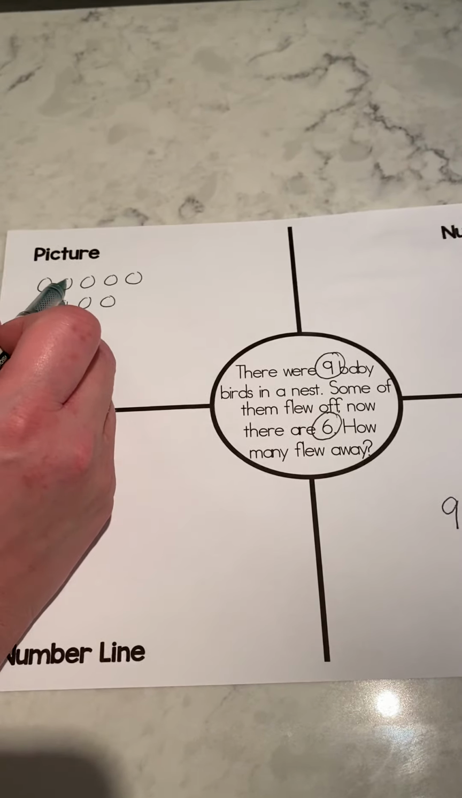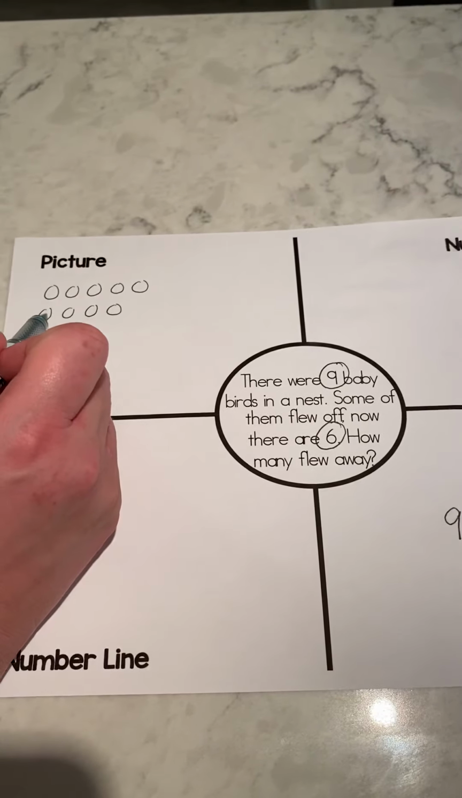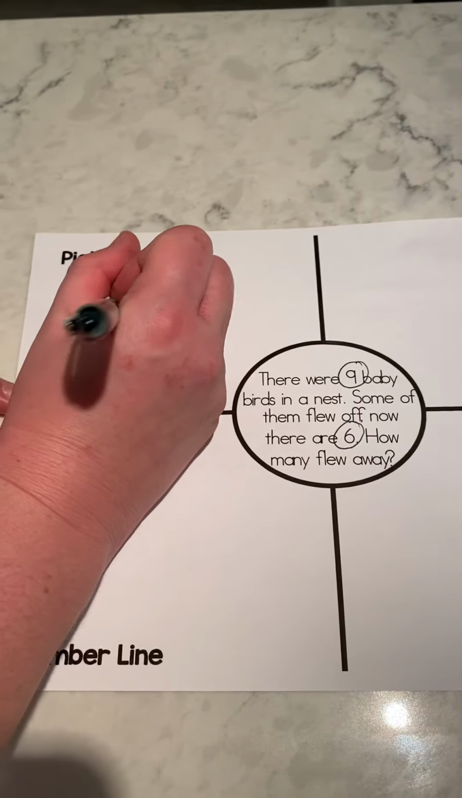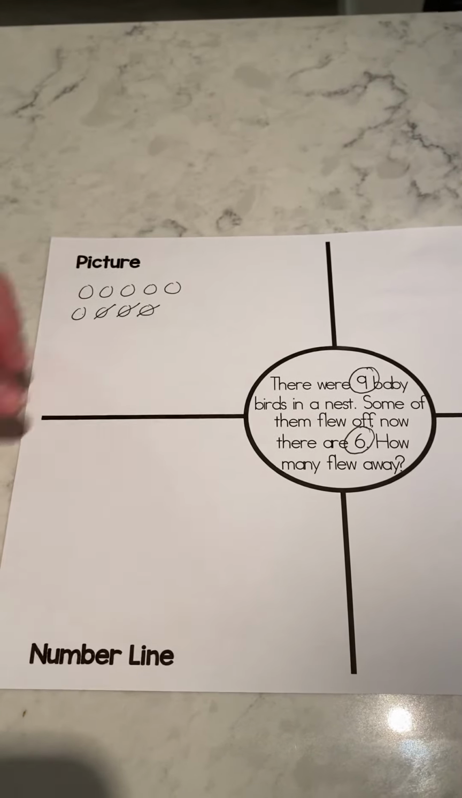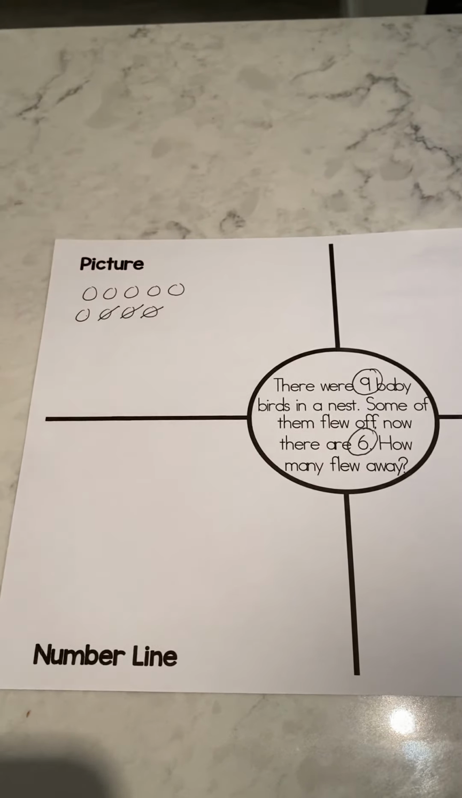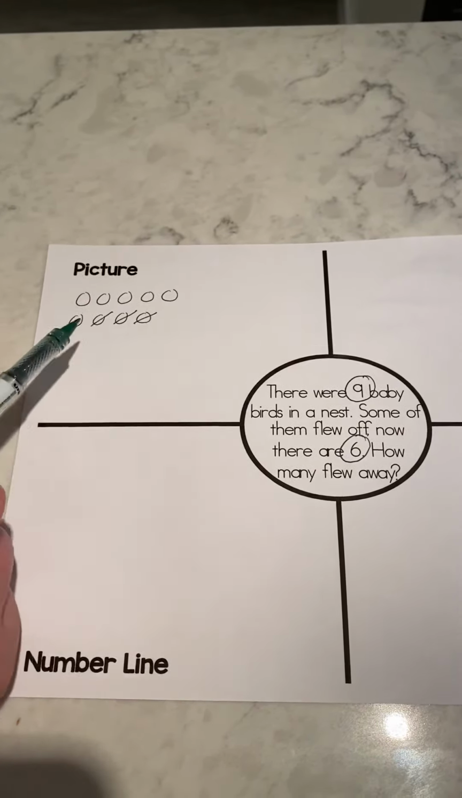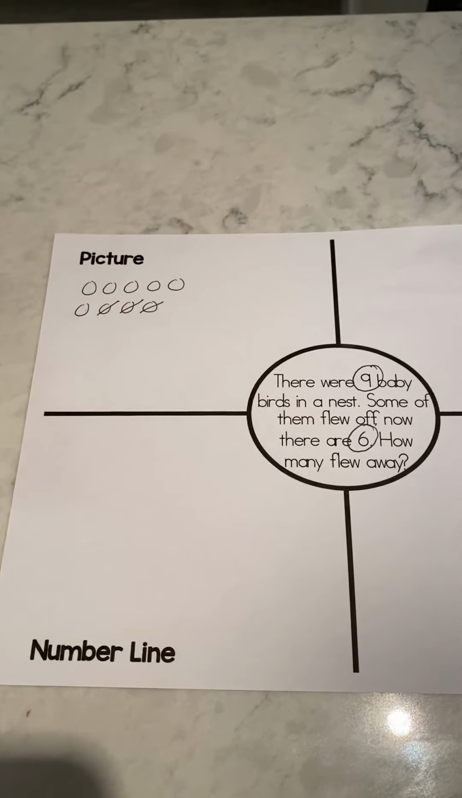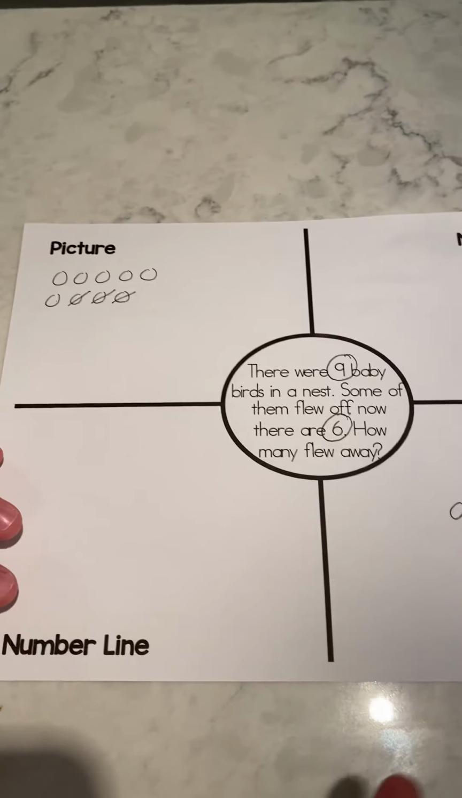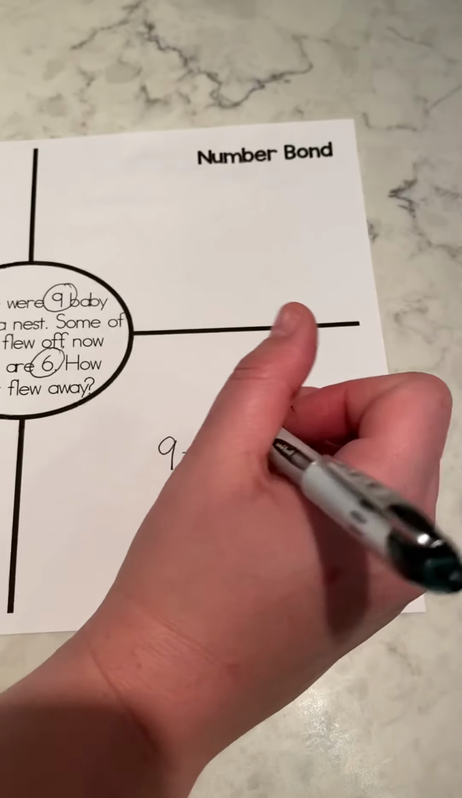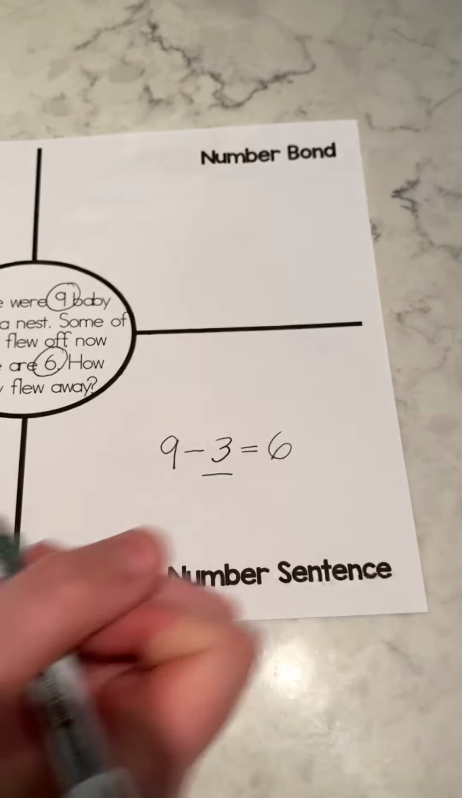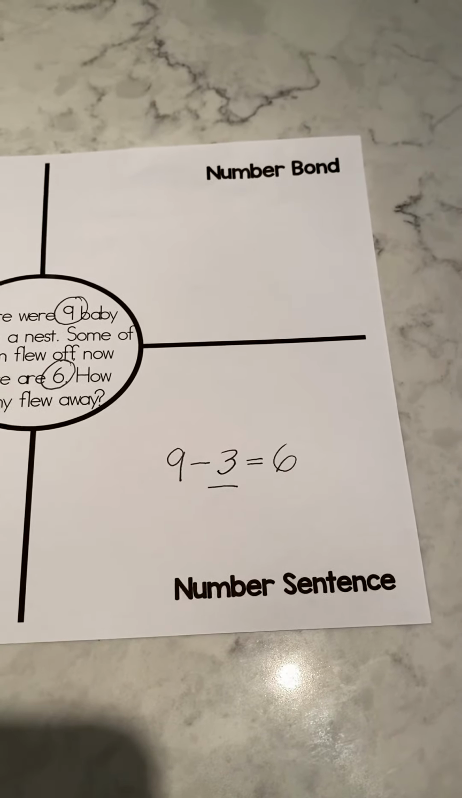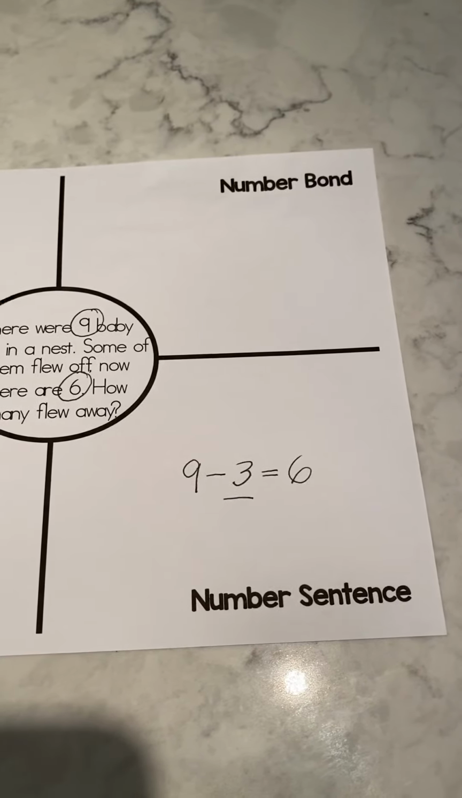So 1, 2, 3, 4, 5, 6. So that one, and that one flew off. There are my 6 that are remaining. So then the ones that I crossed off, I count them. 1, 2, 3. 3 of them flew away. So now I'm going to put that back in my number sentence and see if that makes sense. 9 minus 3 equals 6, and it does.